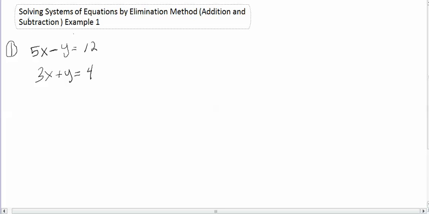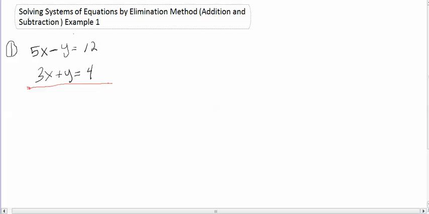one on top of the other. And in my example here, I've already done that. As you can see, the 5x minus y is equal to 12 is on the top, and the 3x plus y is equal to 4 is on the bottom. I'm going to go ahead and put a line across the bottom, setting up just like an addition and subtraction problem in elementary school. You would line them up one on top of the other.